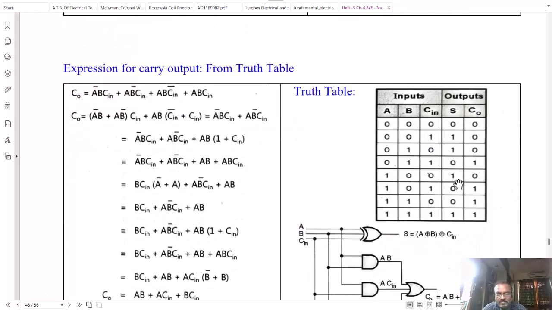Now let us see the table of carry. It's shown here. The carry outputs are 1 for row number 4, 6, 7 and 8. So let us write the term present in the product output C0. Consider the fourth row where the C0 output is 1. Input A is 0, B is 1 and C is 1. So write the product term A bar BC. That is the first term here.